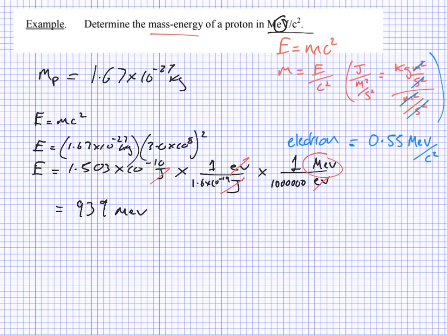Now, that is basically it. The only thing left to do is to keep track of the units. Remember, your mass is just E divided by c squared. So that's really all we're going to do. We're going to take this number, 939 MeV, and just divide it by c squared, or at least the unit is just going to be divided by c squared. So that is it. It's 939 MeV per c squared.